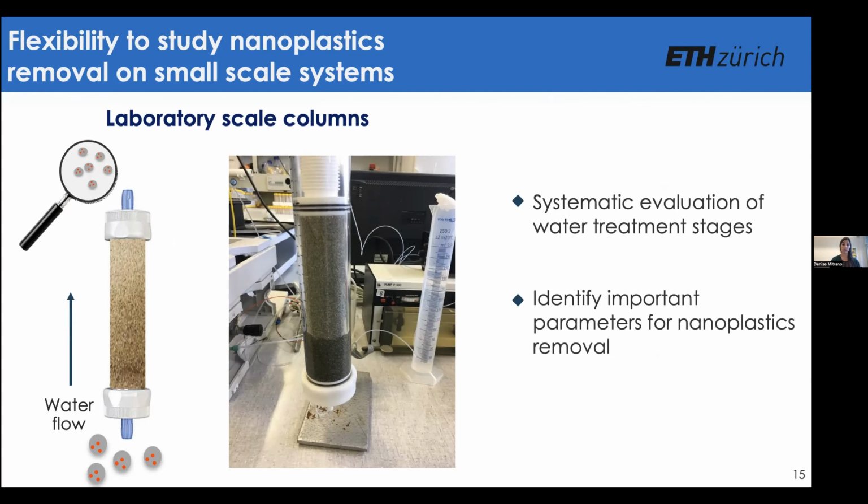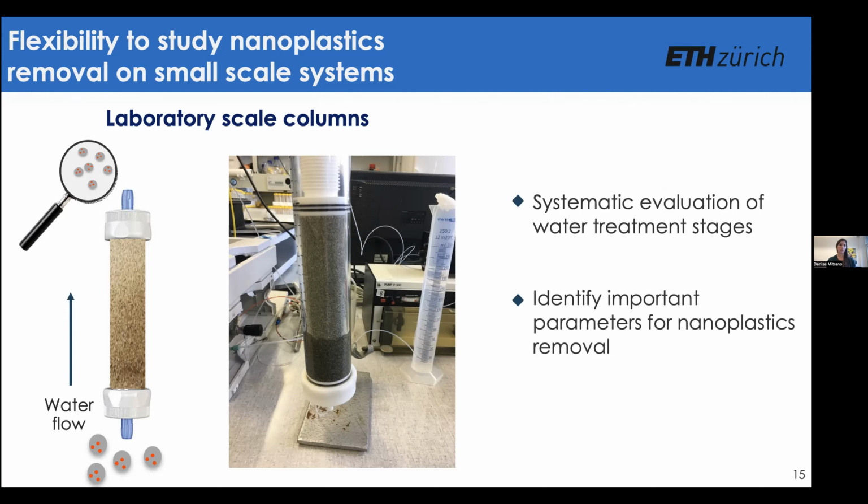to again see what is the retention through these different columns. We were able to do a systematic evaluation of the different water treatment chains by filling what is in the column with different substrates. So this could be sand or activated carbon, which either contained a biofilm or not, which is typical in a drinking water treatment plant. And we can also look at other important parameters for nanoplastic removal, such as flow rates and other operational conditions of this test system.